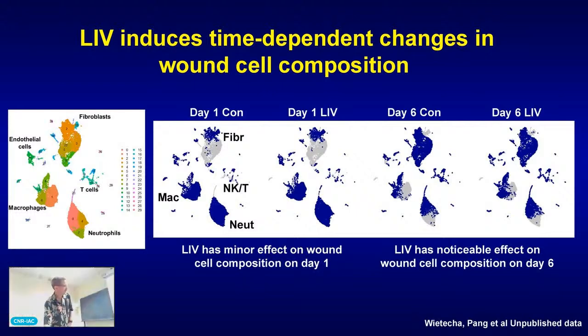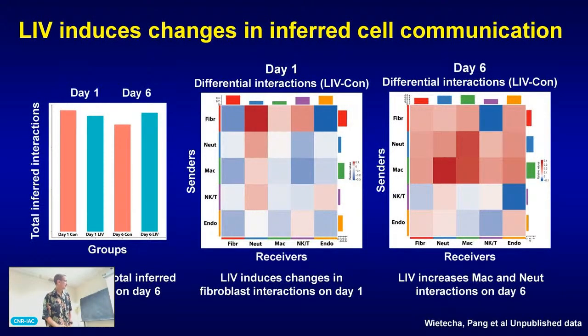Again, these data we're still moving through. We're looking at differential cell communication in these pathways, vibrated compared to not. You see that early on there isn't a big difference in the total communication that's predicted to occur. But later on, we're seeing some evidence that the total communication might be increased by the vibration stimulus.